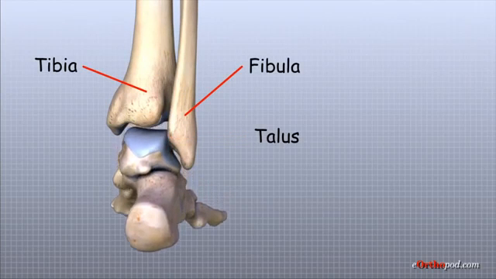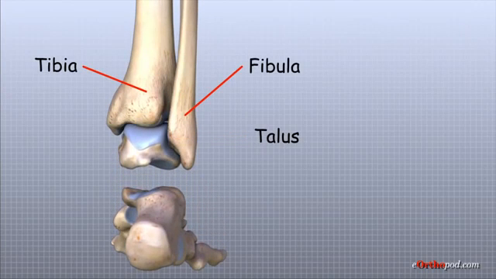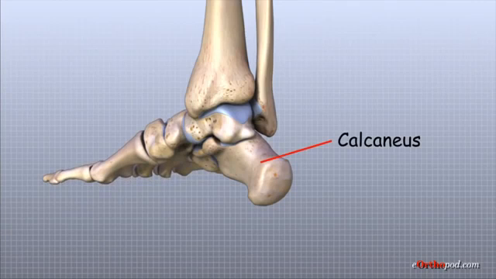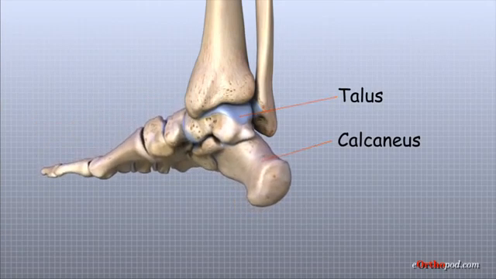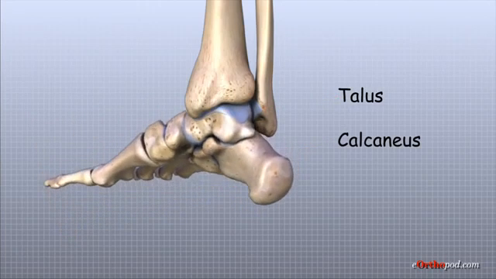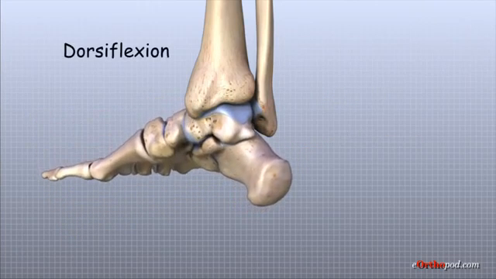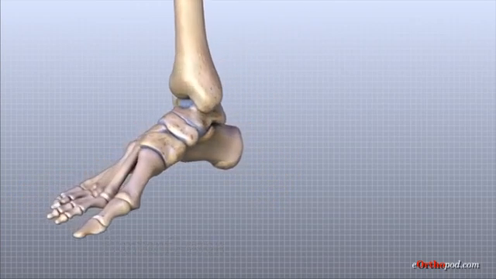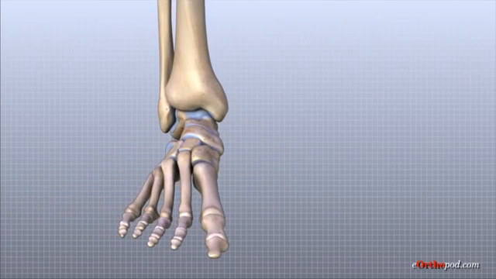The top of the talus fits inside a socket that is formed by the lower ends of the tibia and the fibula. The bottom of the talus sits on the calcaneus, the bone that makes up the heel. The talus works like a hinge inside the ankle socket to allow your foot to move up, called dorsiflexion, and down, called plantar flexion.